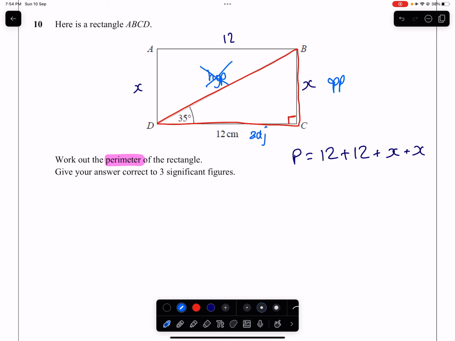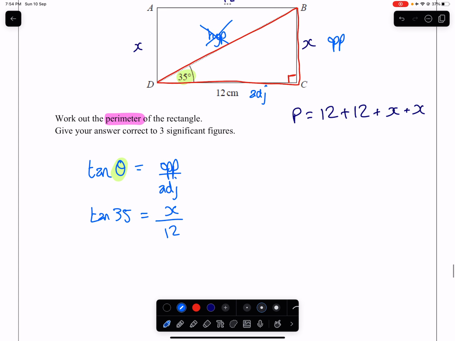So opposite and adjacent is going to be our tan trigonometric ratio. So tan of the angle, I'll use theta instead of x here, just so it doesn't confuse as much, gives us opposite over adjacent. Our theta, or angle, is this 35. So substituting that in, I'm going to have tan of 35. Our opposite is x, and our adjacent is 12.